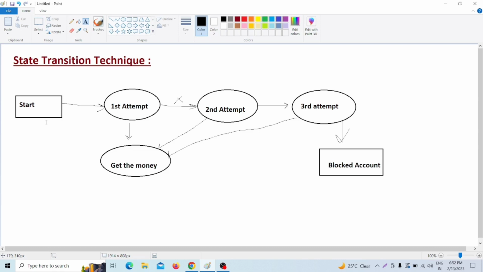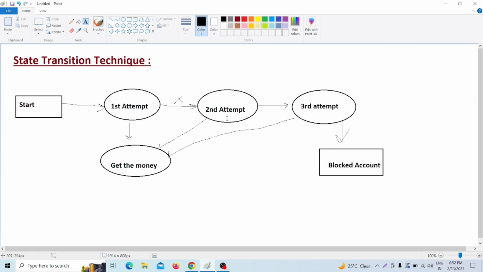Now what? For the first attempt, you put the wrong OTP. Then you have to go for the second attempt. In the second attempt, you are putting some wrong OTP. Then you have to go for the third attempt.